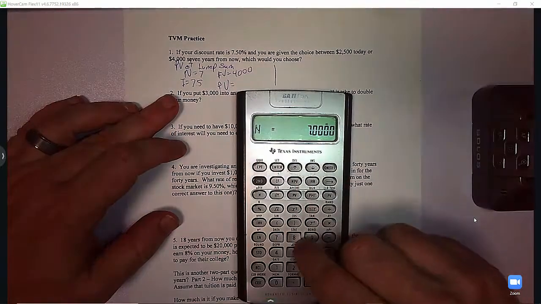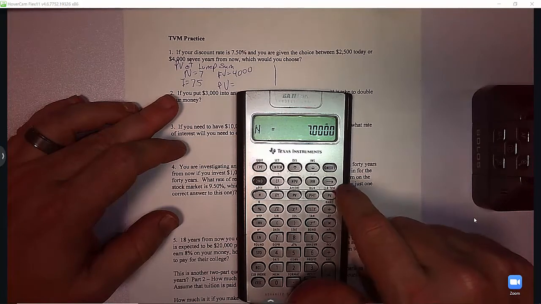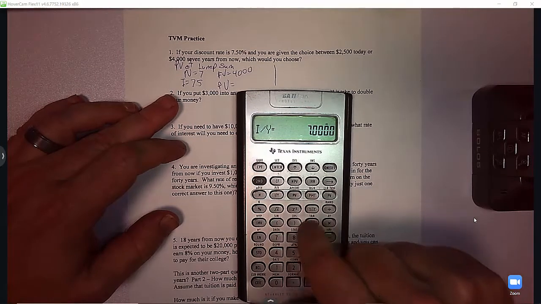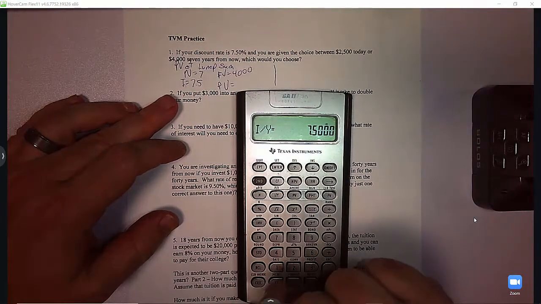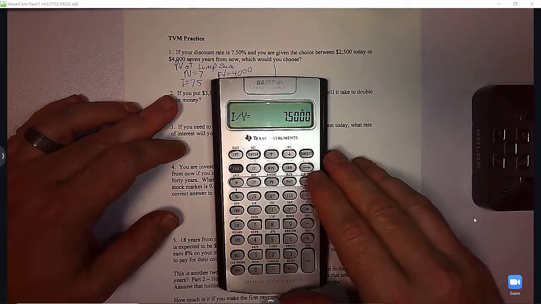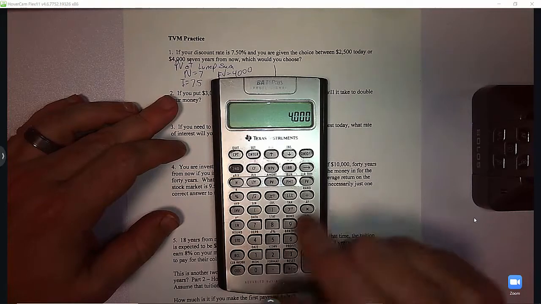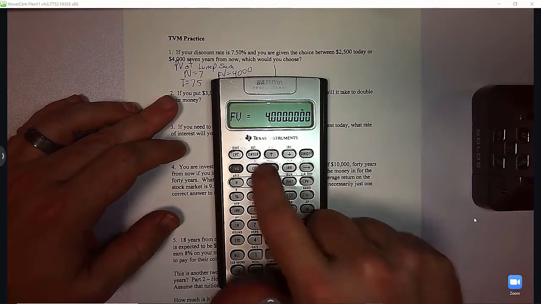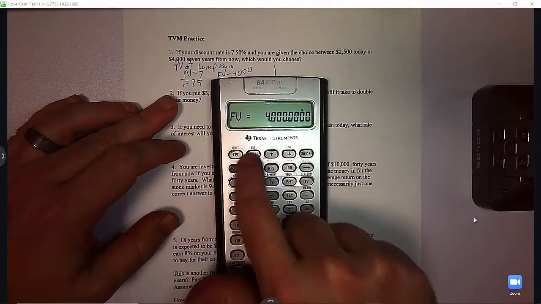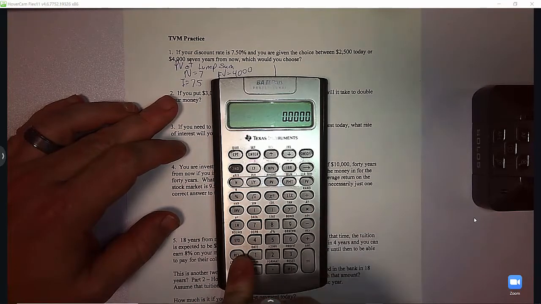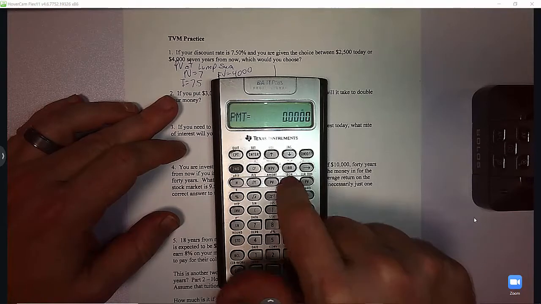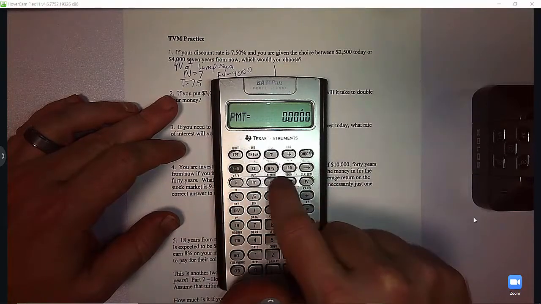My interest rate is 7.5, so I'm going to press 7.5 and then IY. My future value is 4,000, so I'm going to press 4,000 and future value. And then I'm going to press compute and payment. Oops, and that's absolutely wrong. Put in 0 for my payment and press compute present value.